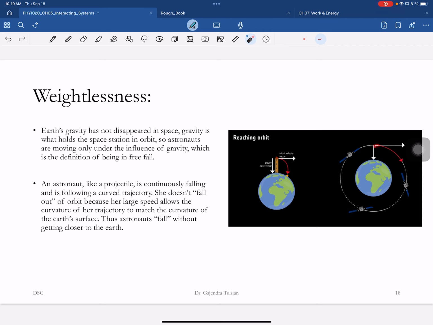So the astronauts are continuously falling. Except that because the Earth is not flat, they never hit Earth. So they're weightless. You're an astronaut inside the space station. You stand on a scale. What does the scale read? 0. Earth's gravity has not disappeared in space. Gravity is what holds the space station in orbit. So astronauts are moving under the influence of gravity, which is the definition of being in free fall.